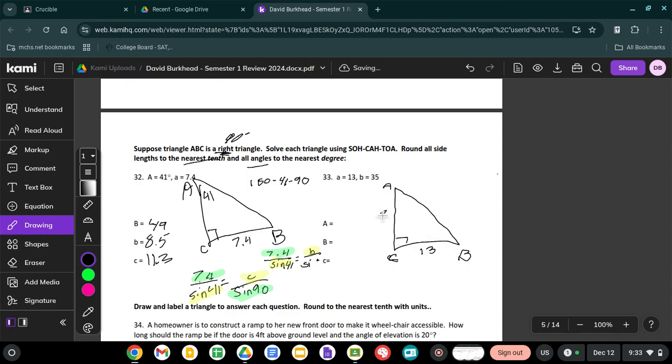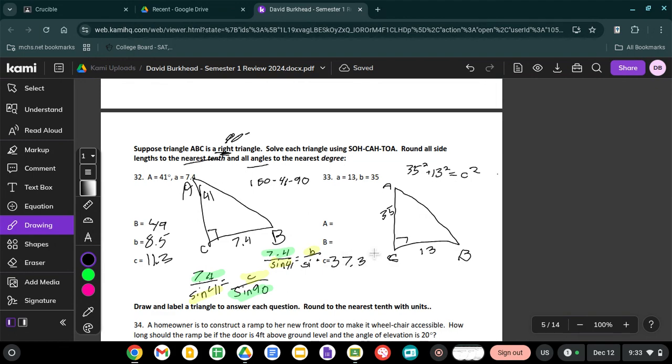Side B is 35. Now we can't exactly jump to this yet because we don't have any full angle and side pairs. However, we can do the Pythagorean theorem, which is a squared plus b squared equals c squared, because we have the two side lengths and it's a right triangle. So 35 squared plus 13 squared equals c squared. And when you do that math, you should come out to length C is 37.3.